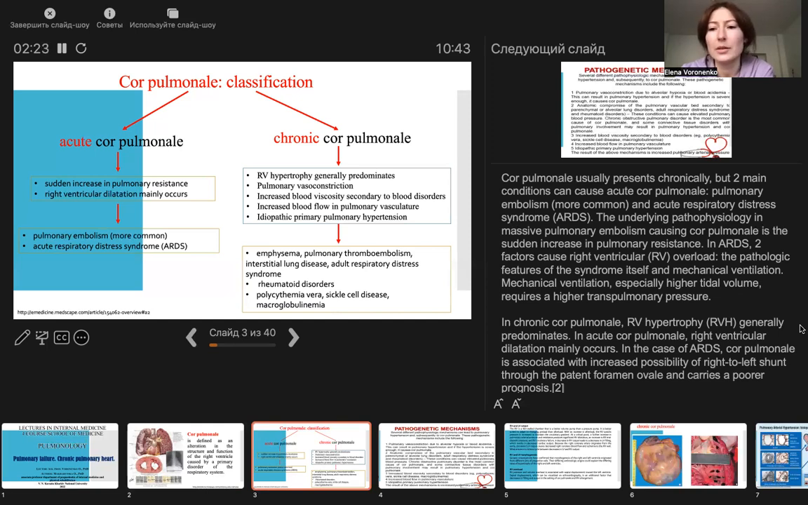Ventilation, especially higher tidal volume, requires a higher transpulmonary pressure. In chronic cor pulmonale, right ventricle hypertrophy generally predominates. In acute cor pulmonale, right ventricle dilatation mainly occurs. In the case of ARDS, cor pulmonale is associated with an increased possibility of right to left shunt through the patent foramen ovale and carries a poorer prognosis.